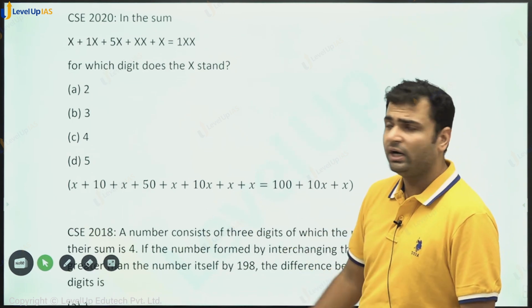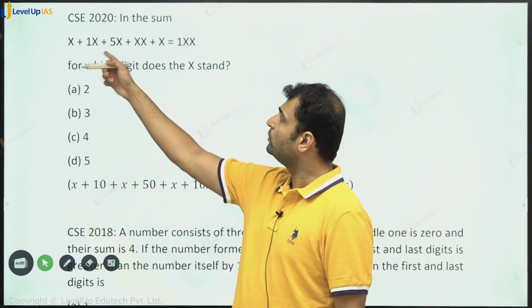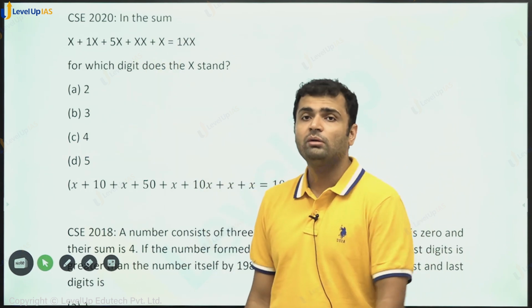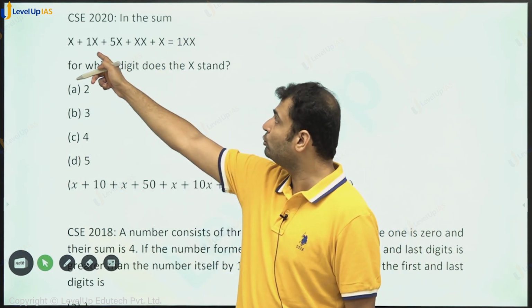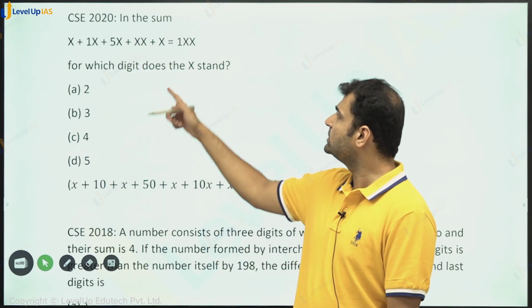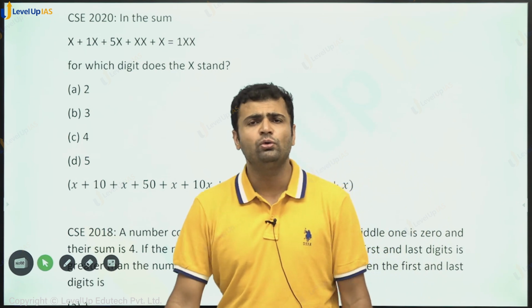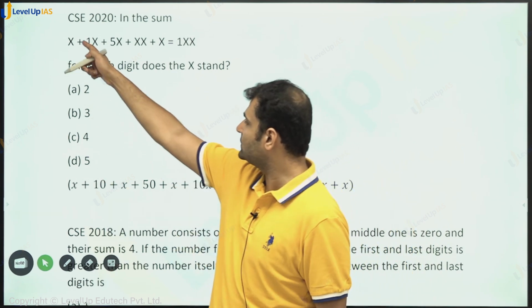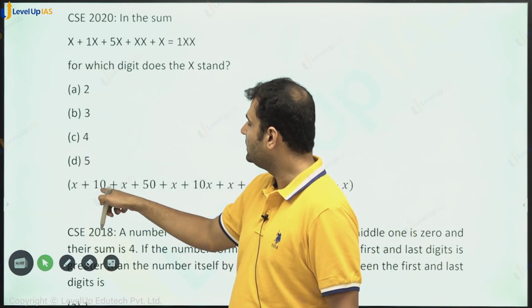Next, solution, I have already provided a hint here. If you have something like this, x is not multiplication. यहाँ पे x is units place, यहाँ पे x is tens place. This is a 2-digit number xx. Which digit does x stand for? All we have to do is expand using place values. So this x is just x. 1x is 10 plus x.